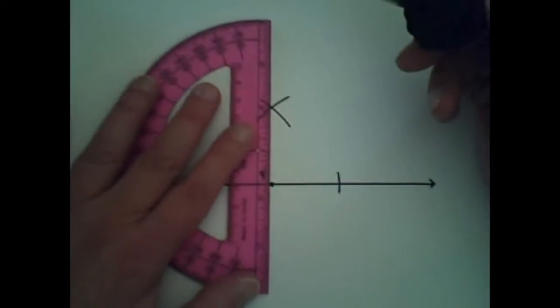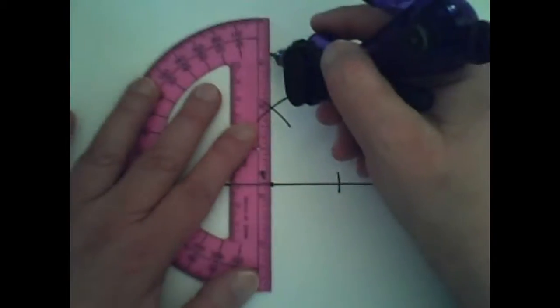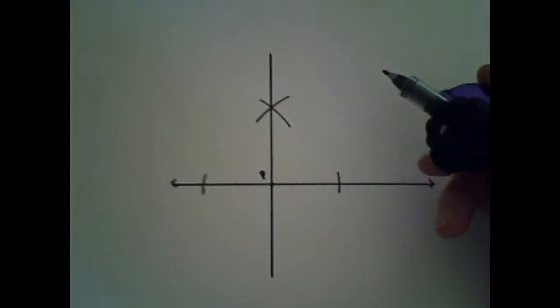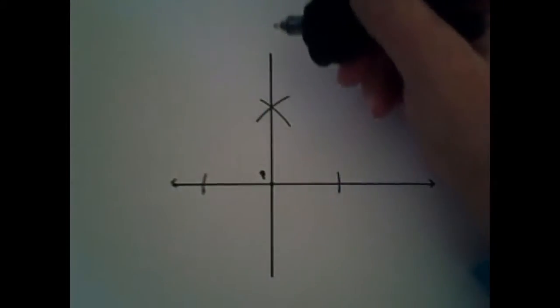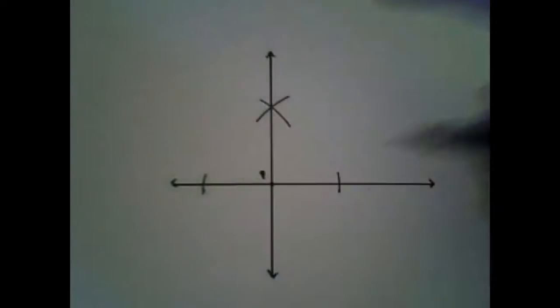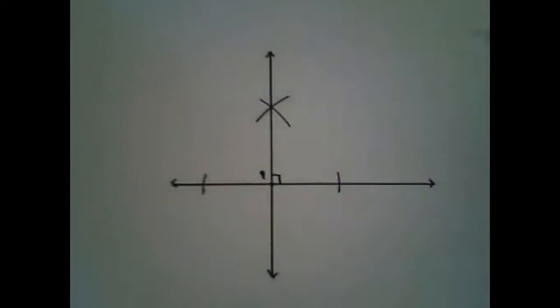And if I connect that point up with the point that's on the line, what I'll have is a line segment, or if I put arrows on the end to indicate that it goes on forever, it could be considered a line that is perpendicular to the original line, and it contains point P.